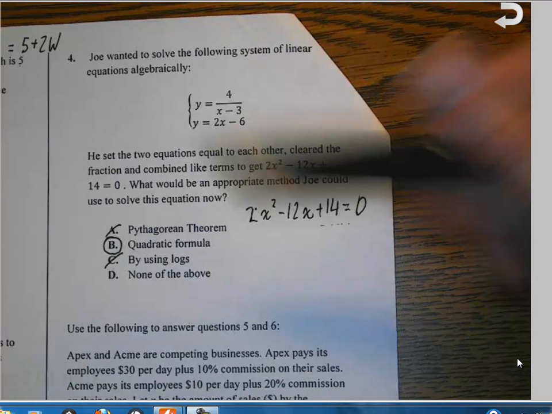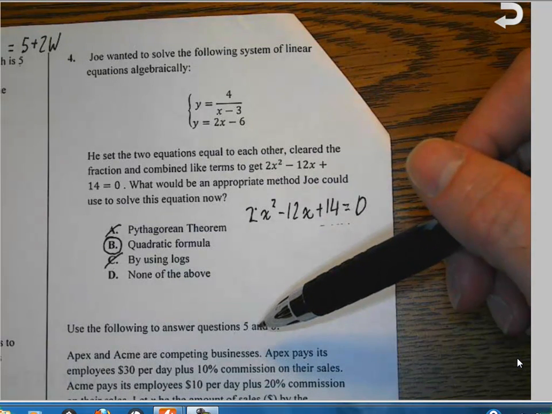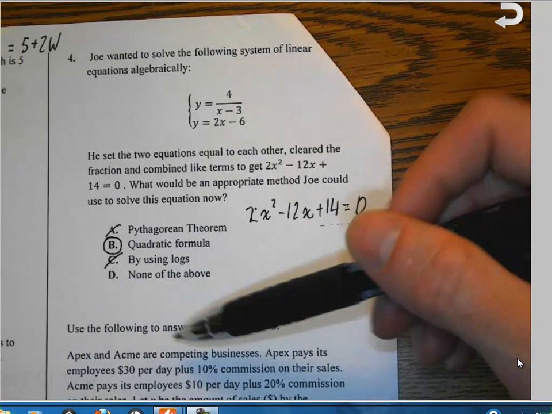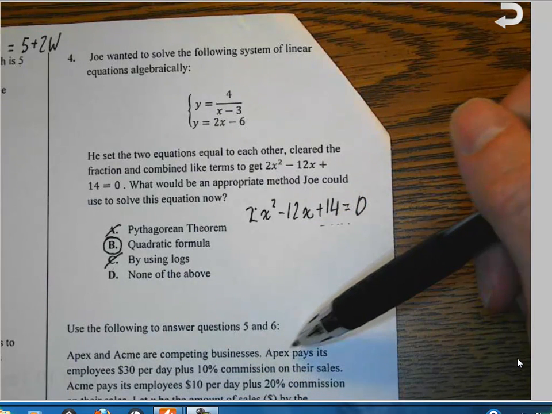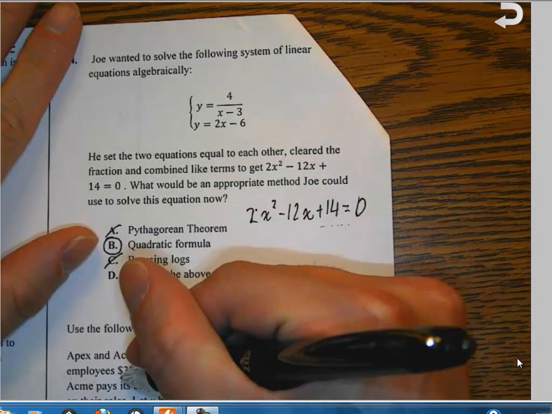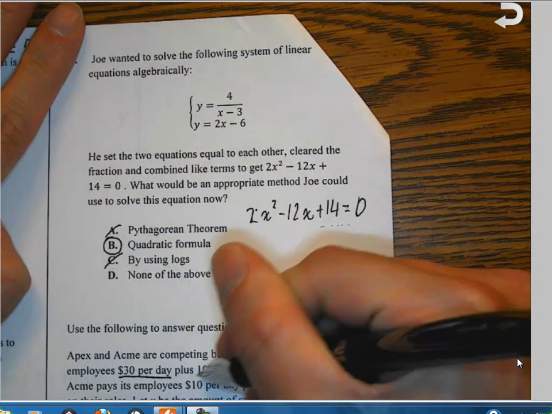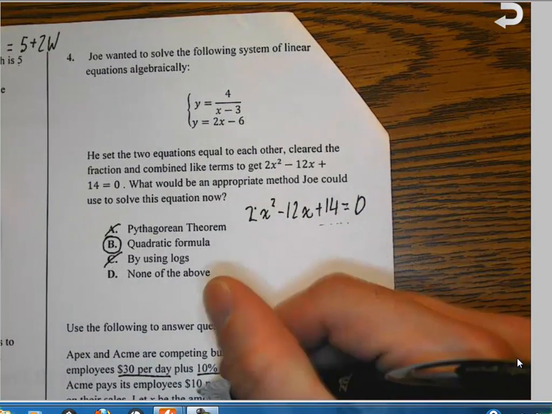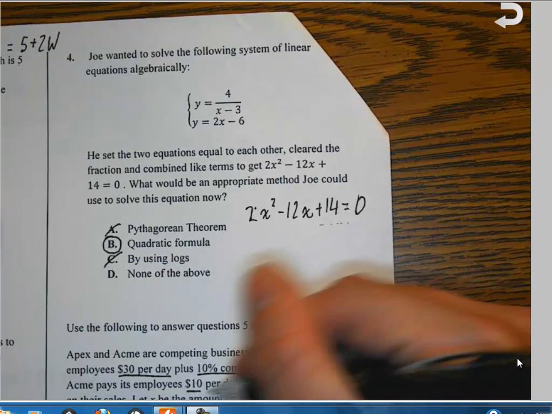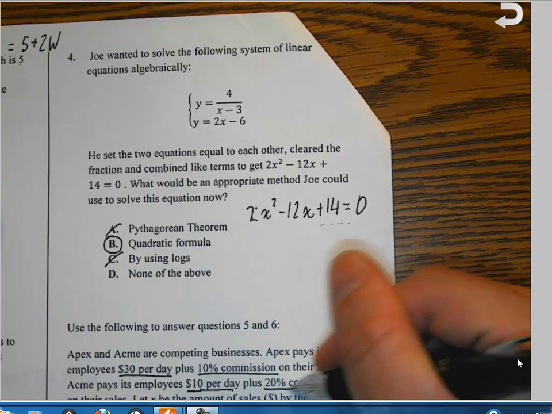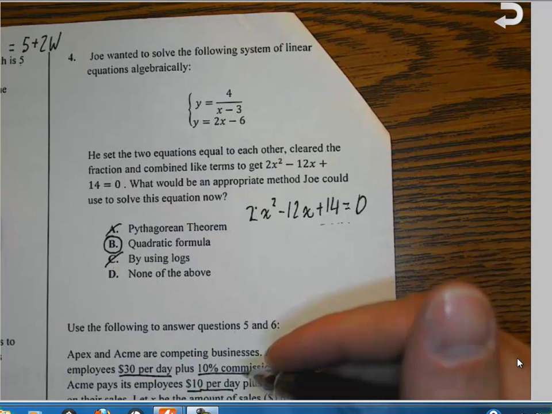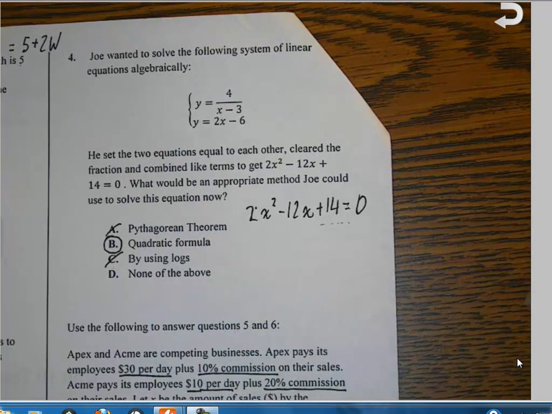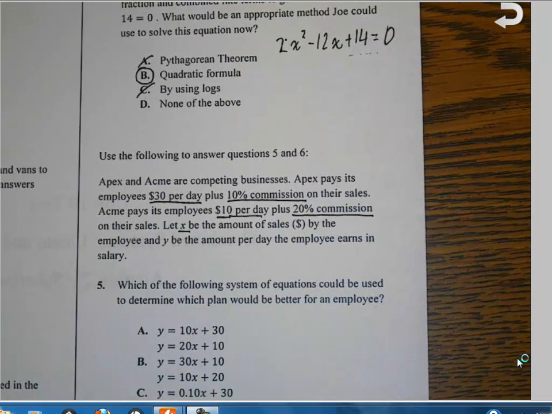Okay, so for the next one, it says use the following to answer questions 5 and 6. Apex and Acme are two competing businesses. Apex pays its employees $30 per day plus a 10% commission on their sales. Acme pays its employees $10 per day and 20% commission on the amount of sales. Let X be the amount of sales. Now, that means that the percentages are being applied to x.